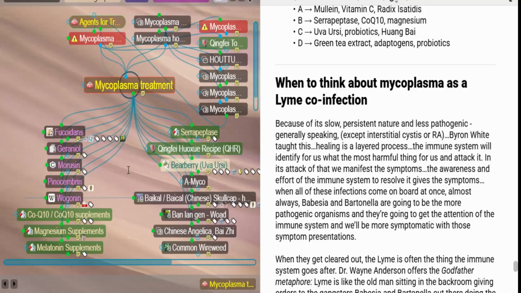Now on the left-hand side of the screen, here are some of the agents that have been shown to be useful in Mycoplasma treatment. So by all means, come over here and click on them, learn about them, how they work, what the dosages are, if there are any further cautions that you need to be aware of. So this will help you get started on resolving Mycoplasma issues.